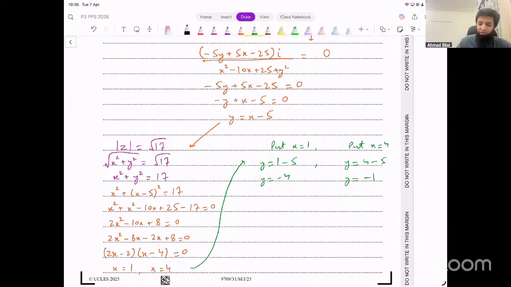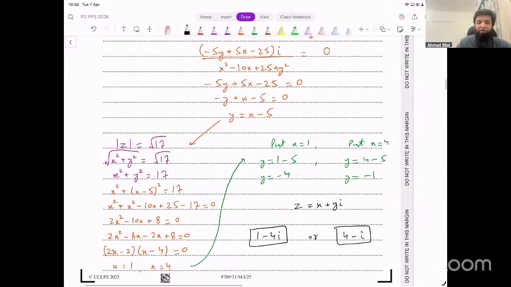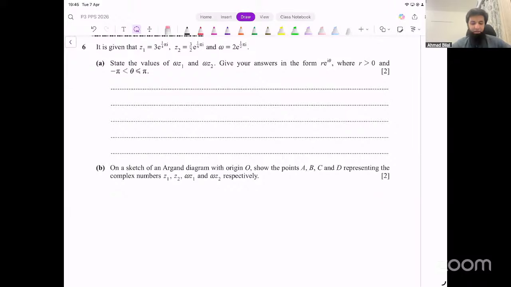So what is the complex number z then? z was x plus y iota. One possible value of z could be 1 minus 4 iota, or z could be 4 minus iota. These are the two possible values of z that we end up getting from this. Okay? Again, I think we already had a complex number question before. Let's have a look at this now.